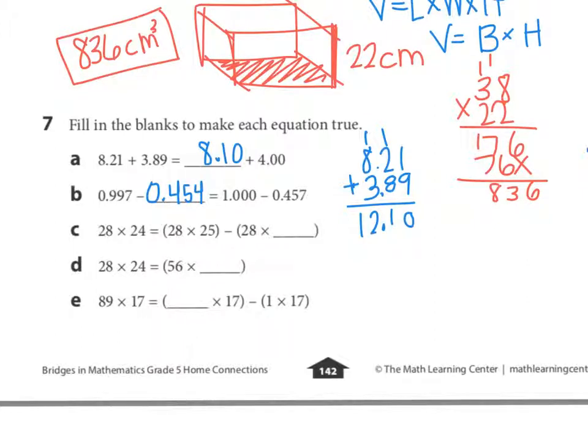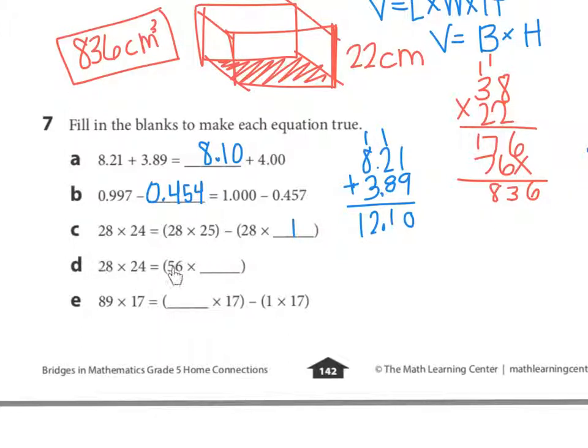454 thousandths. Looking here at C, 28 times 24 equals 28 times 25 minus 28 times blank. So here I want to do times 25 to make it easier for me. So then I'm going to subtract one group of 28, because here I have 24 groups times 28, and here I'm adding a group. So then I'm going to want to subtract a group. So this number right here is going to be 1.